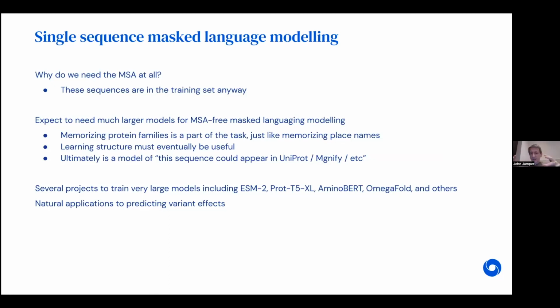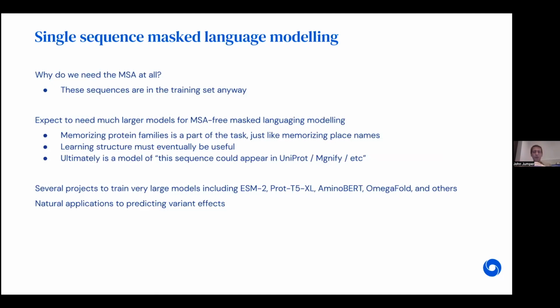But if it does this task really well, then it's going to want to learn structure and contacts and other things eventually, because that's very useful in this task of figuring out what could be missing in a sequence, right? Does it need to hydrogen bond something, et cetera? So ultimately, it pulls in all that structural knowledge just because it must, in theory. And these models, if you think about it, are trying to answer the question of what are the completions of this sequence such that the sequence could appear in UniProt or MGnify, et cetera.